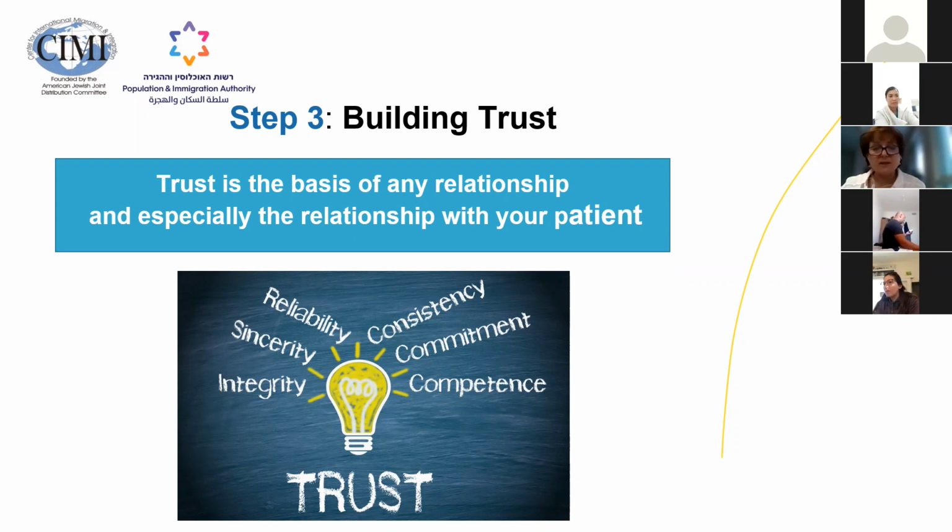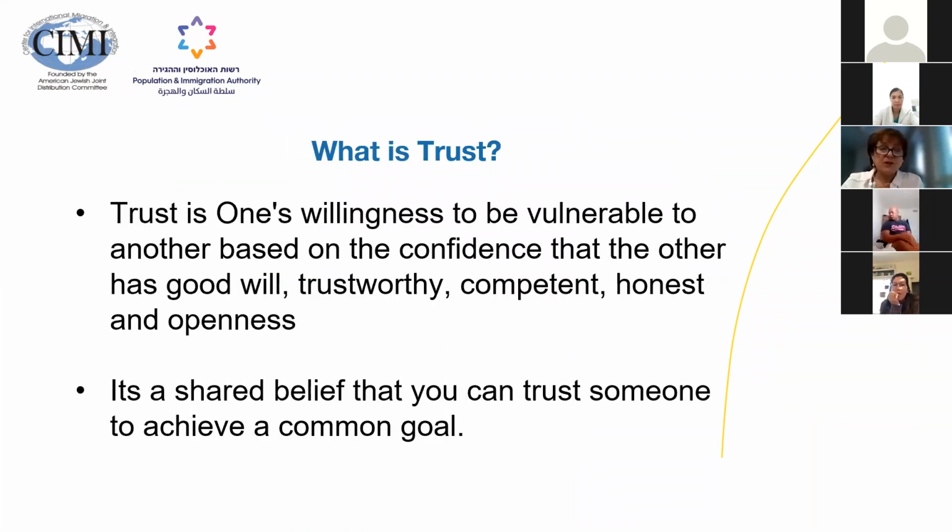So what does trust consist of? Reliability, sincerity, integrity, consistency, commitment, and competence. Those are all big words, but let's look at each one of them a little bit more carefully. So what is trust? Trust is one's willingness to be vulnerable to another based on the confidence that the other has goodwill, is trustworthy, competent, honest, and open, okay? Yeah, this is all very important. It's a shared belief that you can trust someone to achieve a common goal.